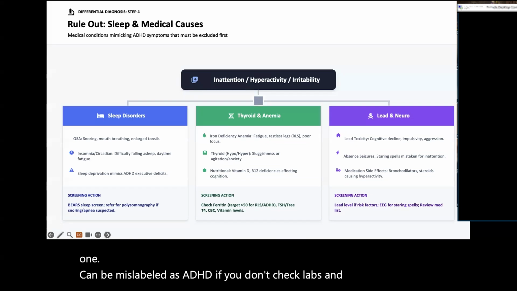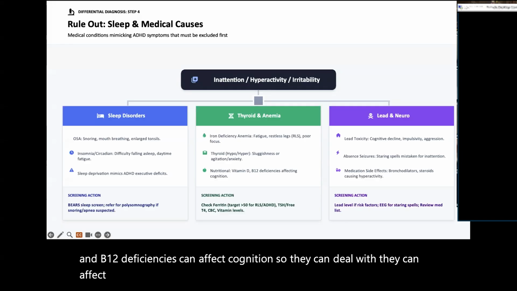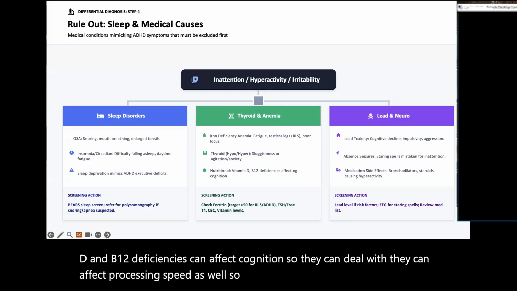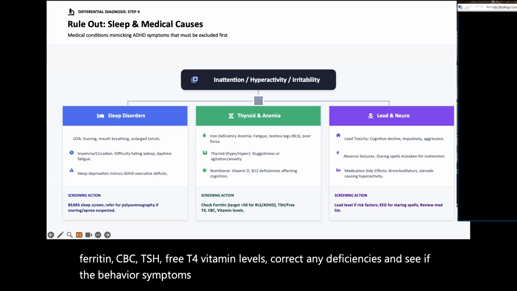And then also vitamin D and B12 deficiencies can affect cognition. So they can affect processing speed as well. So what do we do? Easy enough. Check a ferritin, CBC, TSH, free T4, vitamin levels, correct any deficiencies, and see if the behavior symptoms resolve, or work with pediatrics to have them do that.